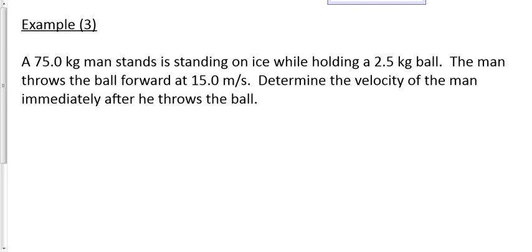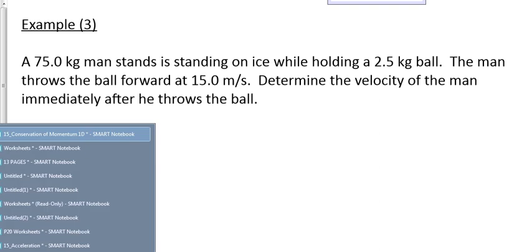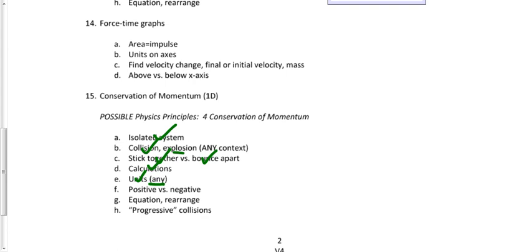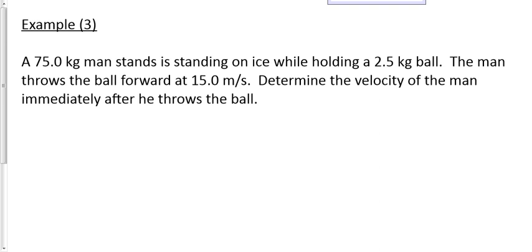This example is, well, if we take a look at that Physics 30 13 pages document, we said we hadn't done an explosion. Well, we're about to do one. Yep, this is an explosion. It says a man stands on ice holding a ball. Man throws the ball, the ball goes forward, the man goes backwards. This is not a literal explosion, right? We don't have a bomb blowing up or a firework exploding. But it's like that, right?